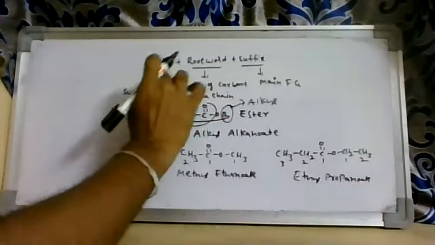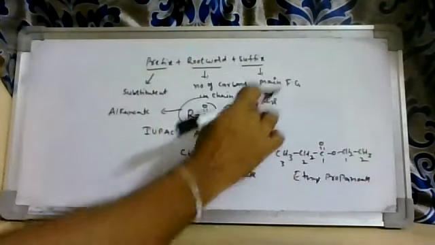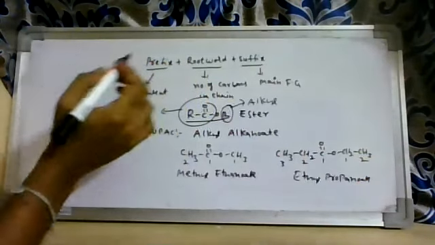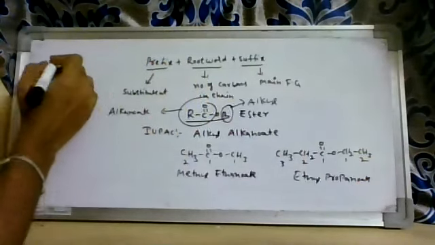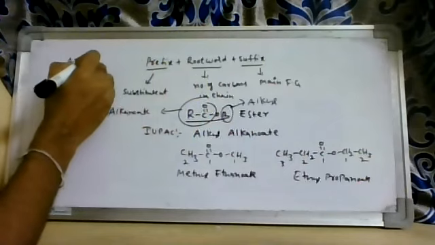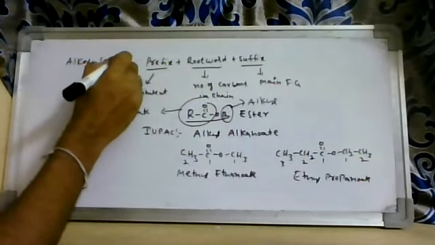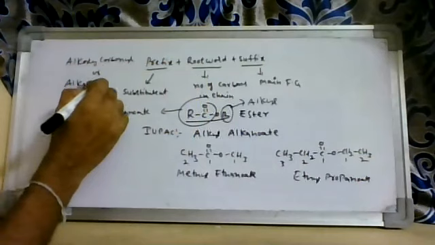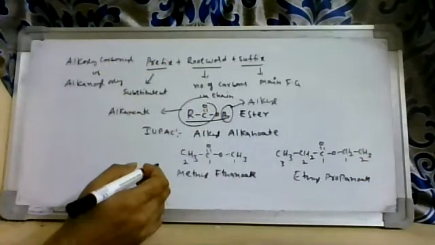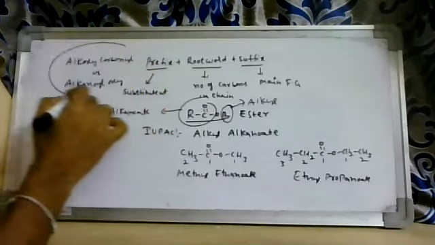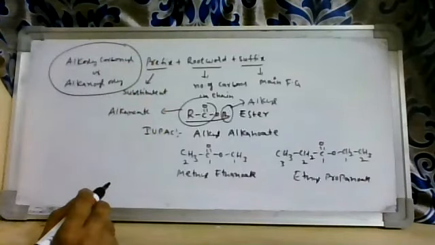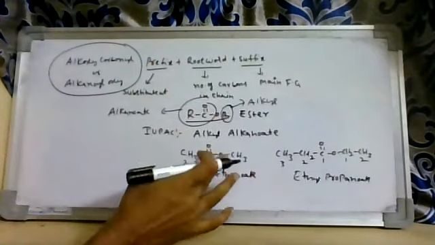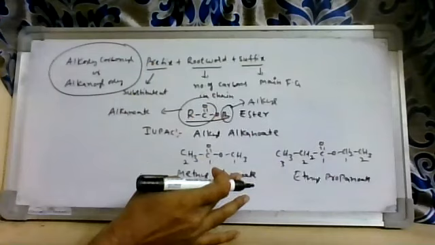So prefix, root word, suffix. When ester is suffix, it is called as oate. Suppose ester is present as prefix, then it is called as alkoxycarbonyl or alkanoyloxy. So if the ester functional group is prefix, it is called alkoxycarbonyl or alkanoyloxy. If it is suffix, the ester's IUPAC name is alkyl alkanoate.